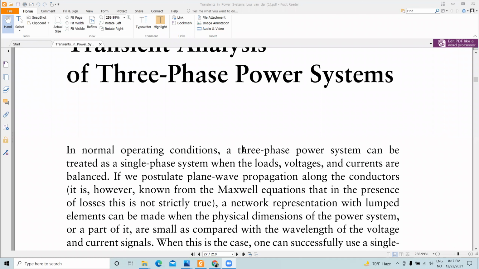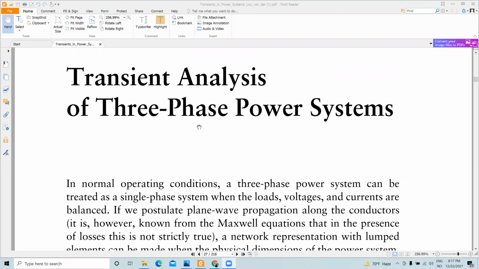So I'm going to share my screen. Can you see my screen? Yes, sir. Okay.